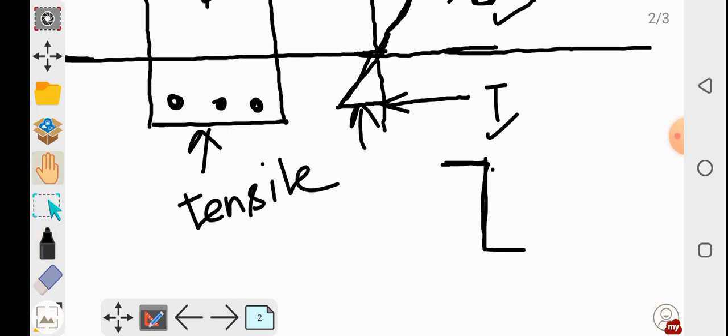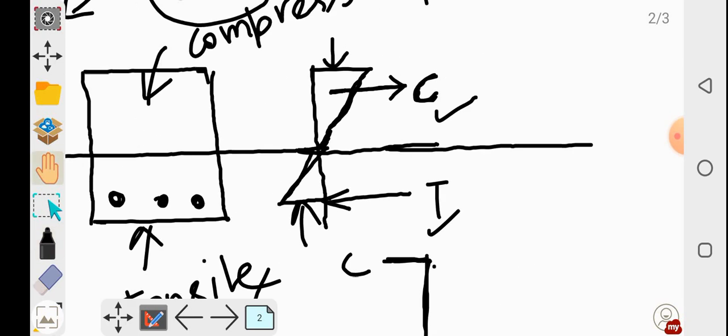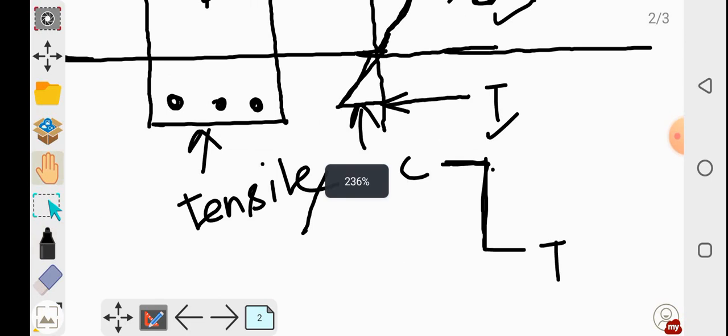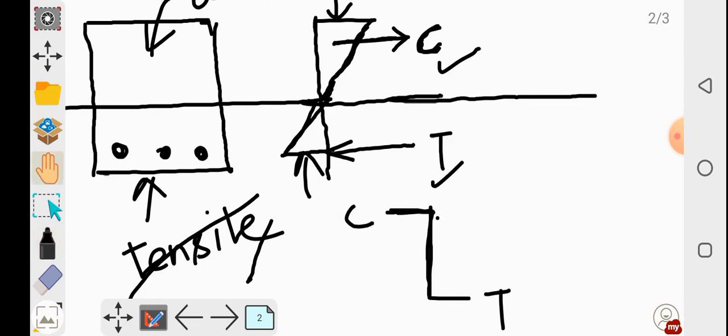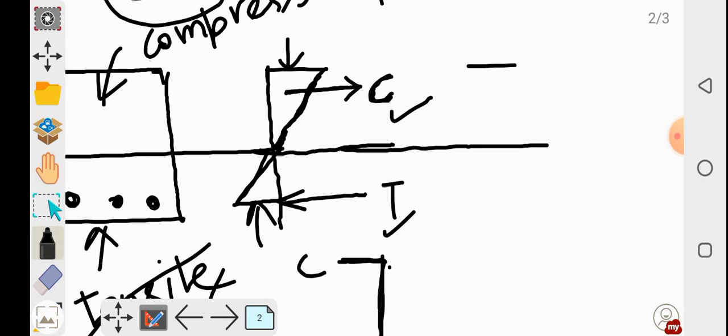These C and T are generating a couple like this. This is the compression force, this is the tensile force, and we know the distance between the CG of the compression force and the CG of the tensile force is known as the lever arm, which is denoted by Z.